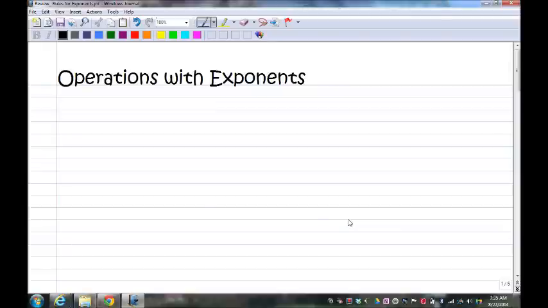Hello, everybody. This video is going to cover operations with exponents. Now, before we go into that, you need to know what an exponent is. It's just a way of writing repeated multiplication.